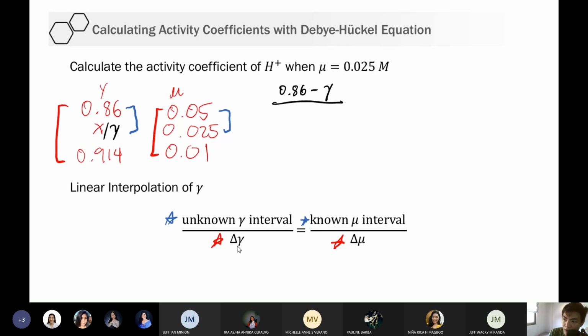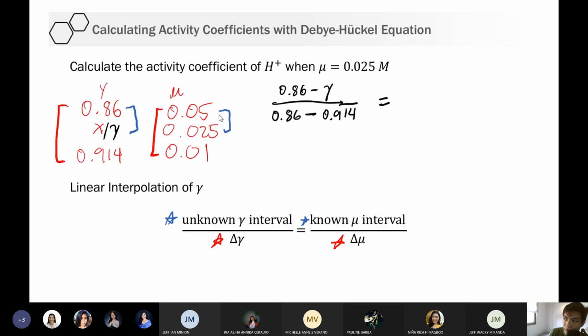And for delta gamma, that is this minus this. So that would be 0.86 minus 0.914. Okay, so again, the unknown gamma interval is this one, and the delta gamma is the entire range.